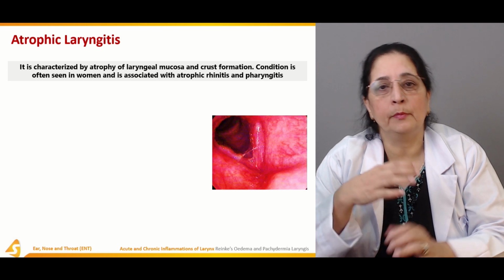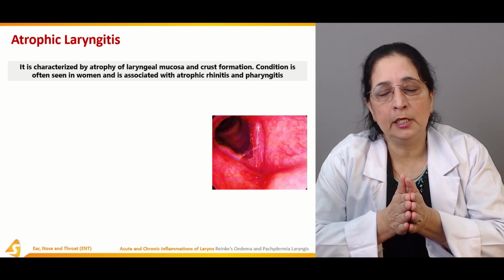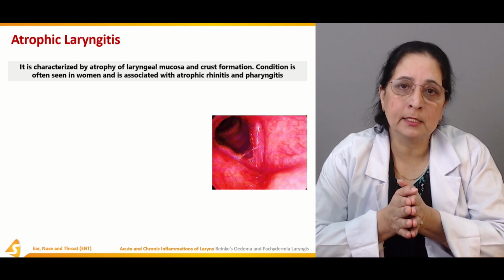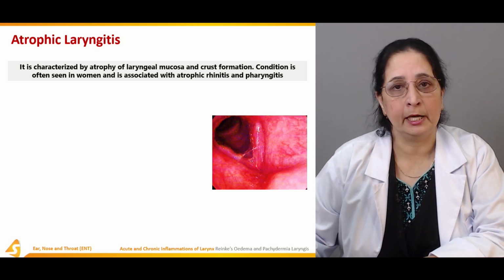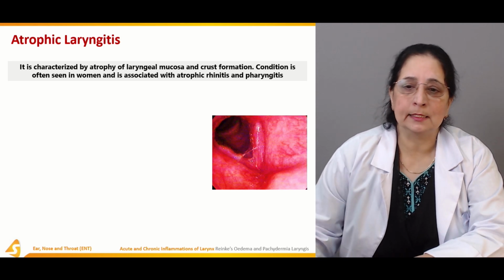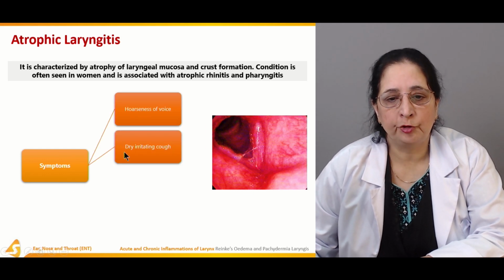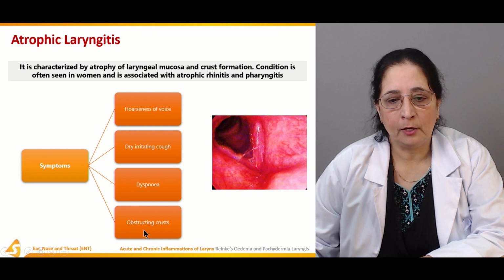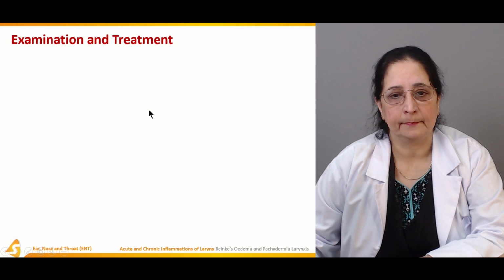We already talked in one of our previous lectures about atrophic rhinitis, which is the atrophic inflammation of the nasal mucosa and the pharynx. So this is also associated with those conditions whenever atrophic pharyngitis and atrophic rhinitis is present. Symptoms are hoarseness of the voice, dry irritating cough, dyspnea, difficulty in breathing, and obstructing crusts are also present in atrophic laryngitis.